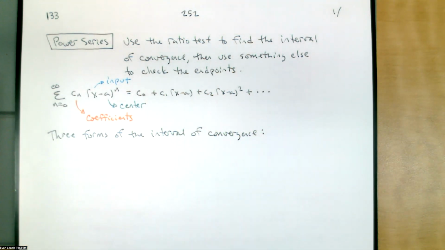There are three forms for the interval of convergence. There are three possibilities. And in typical math fashion, there's zero, there's one, and there's infinitely many. It's like a common theme. You get none, you get one, you get everything. So there are three forms of the interval of convergence.